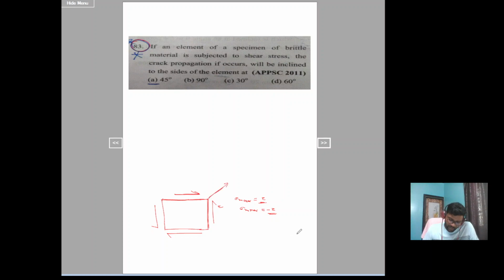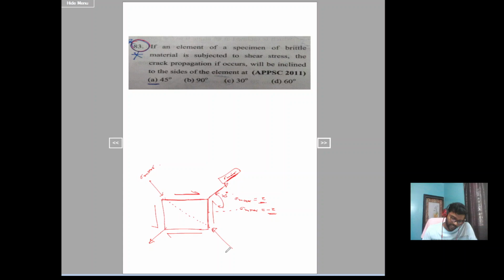This will be the major principal stress, which is at an angle of 45 degrees to this one. And this will be the minor. So the plane which is carrying sigma major, that is the major principal plane, or you can say maximum tensile stress. This plane will carry this major principal stress, that is maximum tensile stress.